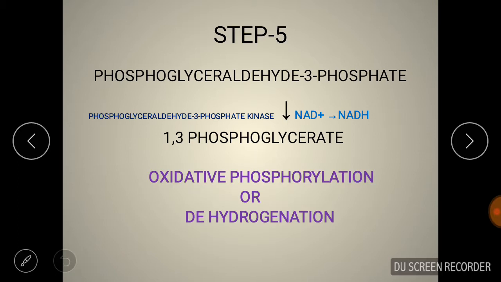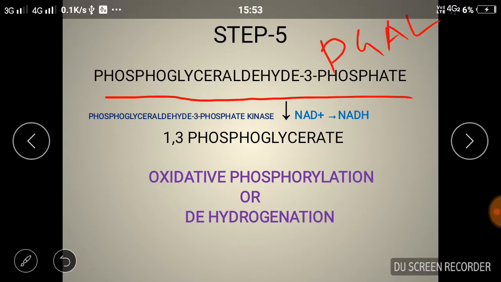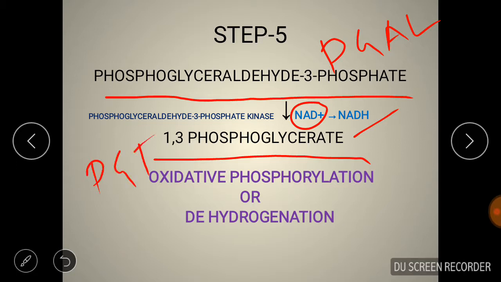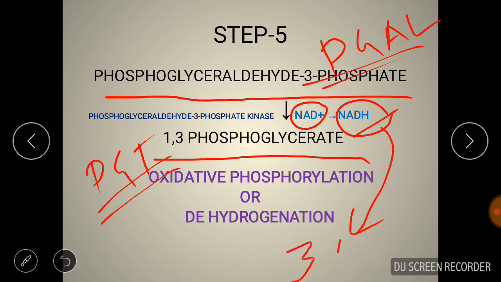So in step 5, phosphoglyceraldehyde 3-phosphate, we can say this is PGAL. This PGAL reduces NAD plus to NADH. Hence it has made 1,3-phosphoglycerate, we can also say PGT. So from PGAL we have made PGT and NADH. Now 1 NADH means 3 ATP.